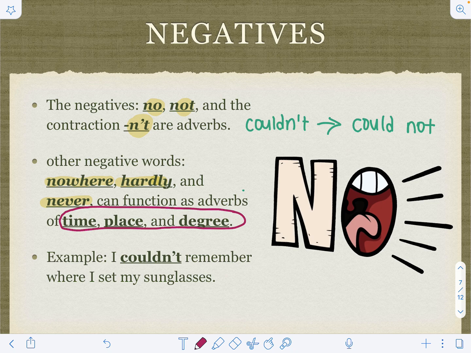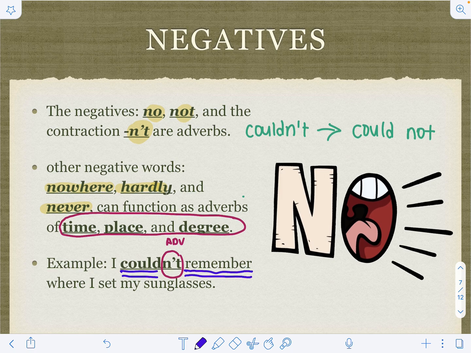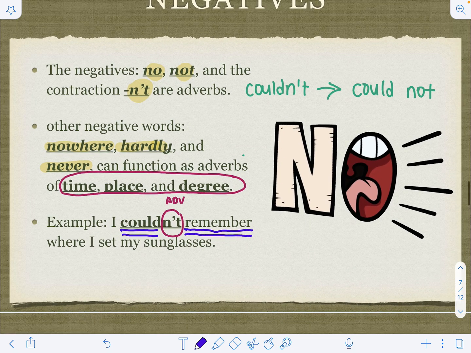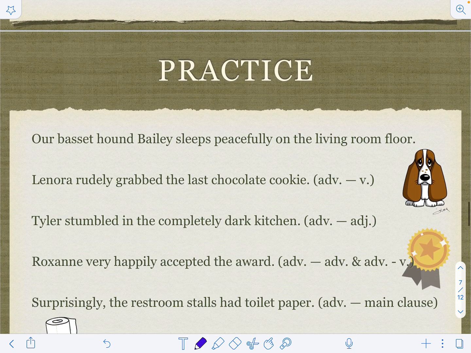So for example, "I could not remember where I set my sunglasses." Not would be an adverb, and technically, "could remember" is my verb phrase. So the adverb not is modifying my verb phrase, could remember. This is somewhat tricky, so if you need clarification or you want to go over other samples, please let me know. There will be a couple of those in the homework.